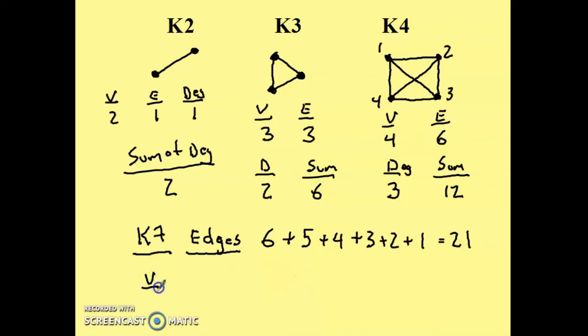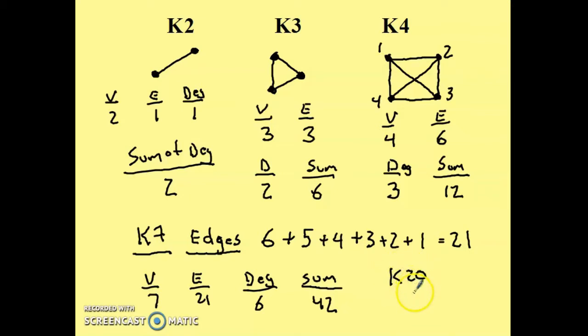So I know it would have 7 vertices. It would need 21 edges to make it. The degree of each vertice would be 1 less, 6. And the sum of those degrees would be the number of vertices times the degree. So, but that 21.